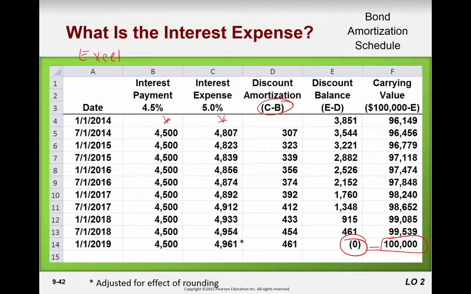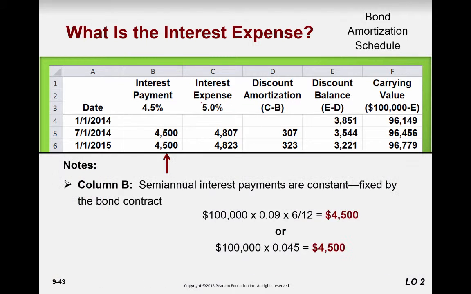I highly recommend you put this in Excel. It's a simple formula, right? You're just taking interest expense minus interest payment, and here you are taking the discount balance minus your discount amortization. So this is quite easy to determine in Excel.